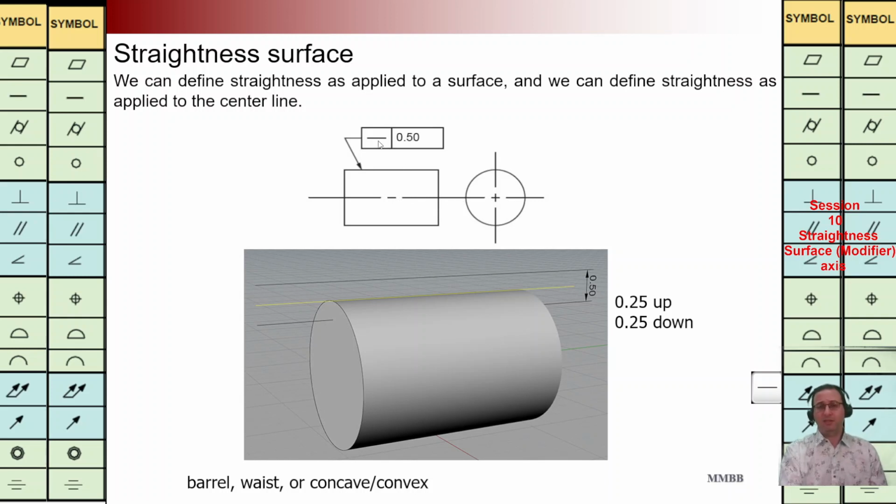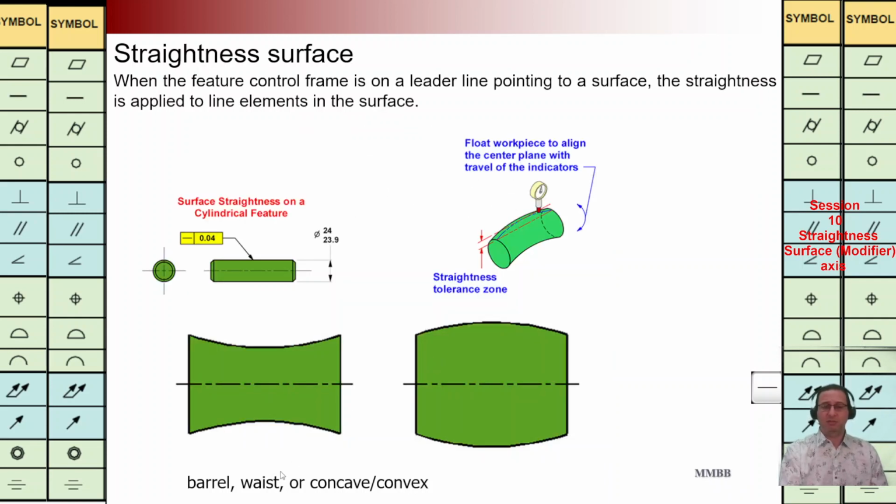Here, the straightness is implemented for this surface, for this pin, let's say, and it is 0.5. It means 0.25 up, 0.25 down. This shape can be concave, convex, or vase or barrel, as is highlighted in this slide. The straightness of this pin is going to control this up and down, this concave, convex shape of this pin. It should be in the mentioned tolerance zone for the straightness.